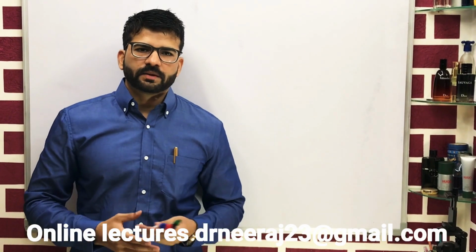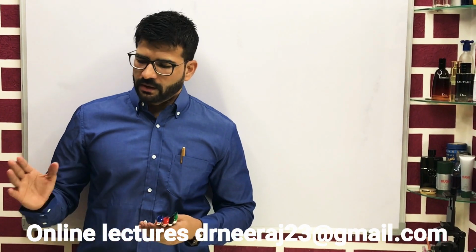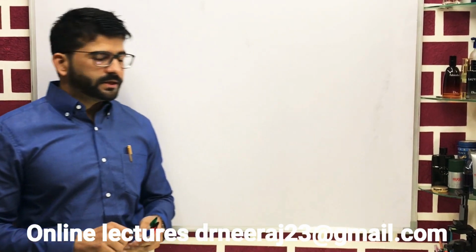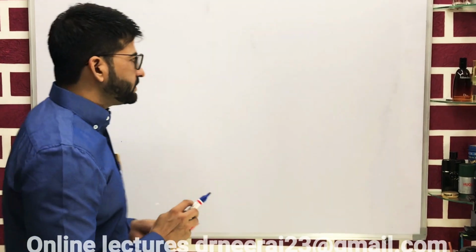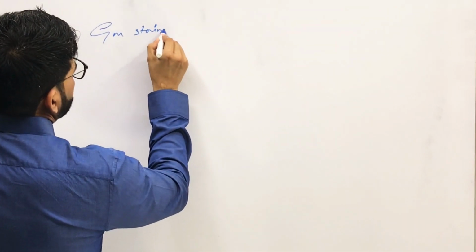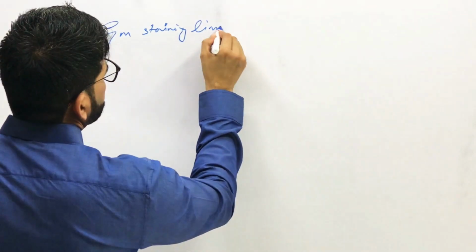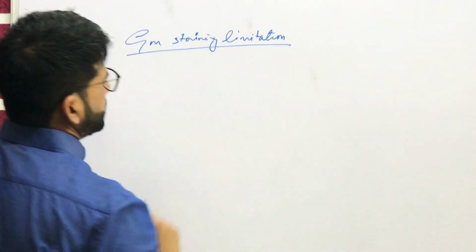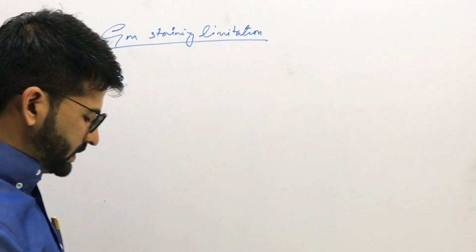Brown stain, if it gives purple and blue color, it is gram positive. If it gives a pink color, it is gram negative. But there are certain bacteria which do not stain with gram staining, and that is called gram staining limitation. That means there is certain bacteria which do not stain with gram stain.